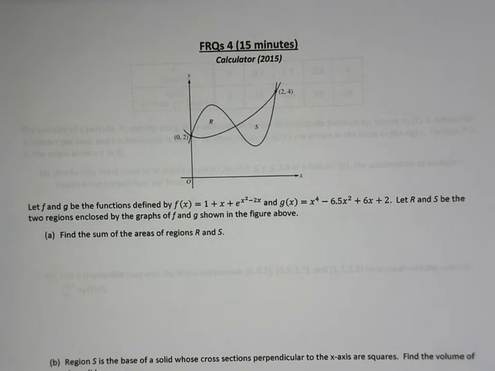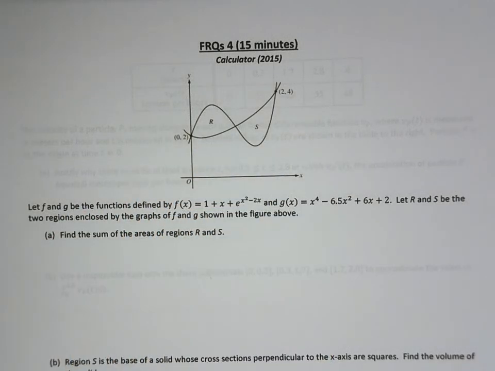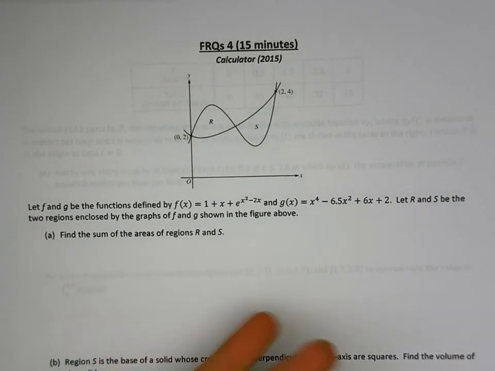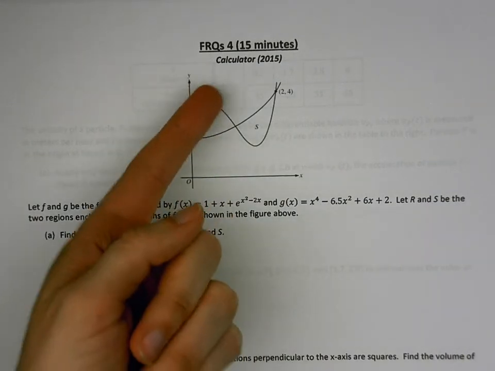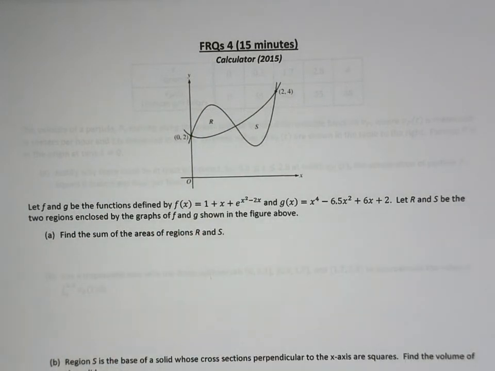Okay, so these 3 FRQs come from different years. This first one is from 2015. It is a calculator one, so you would have your calculator to aid you for this. They tell you that f and g are 2 functions given, and they actually give you a picture already of f and g. Now, with this one, I don't initially know whether the top function or the bottom function is my f versus my g.